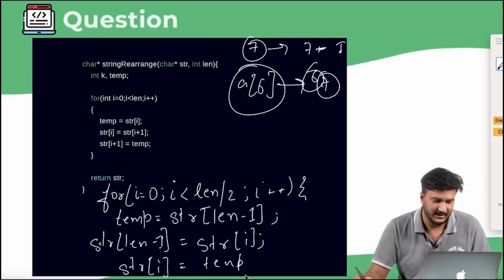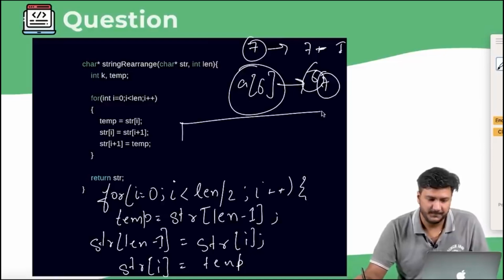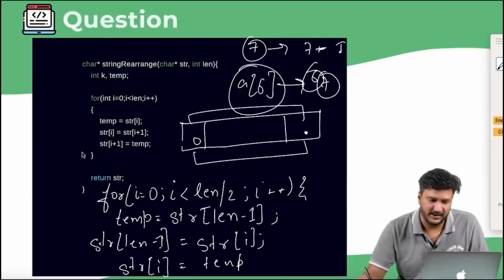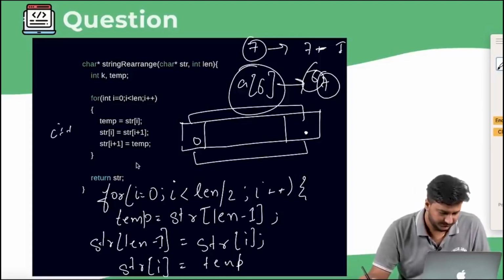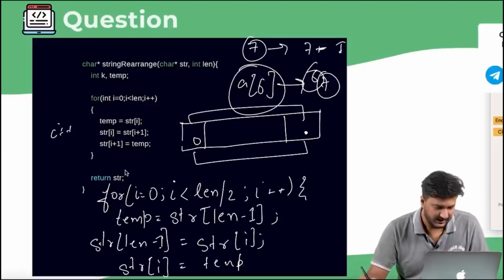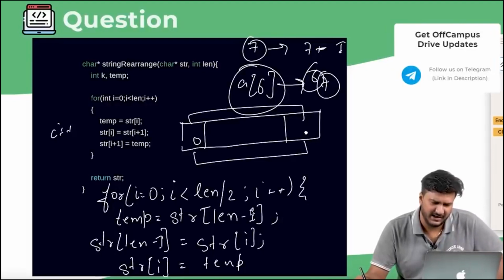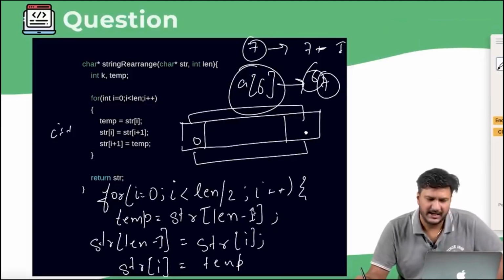As you can see very clearly, I am swapping the 0th index with the last index, and then I keep on doing it, obviously incrementing the value of i. In this particular case, I made a mistake here, so I would be writing len minus 1 minus i here. So again, minus i here.